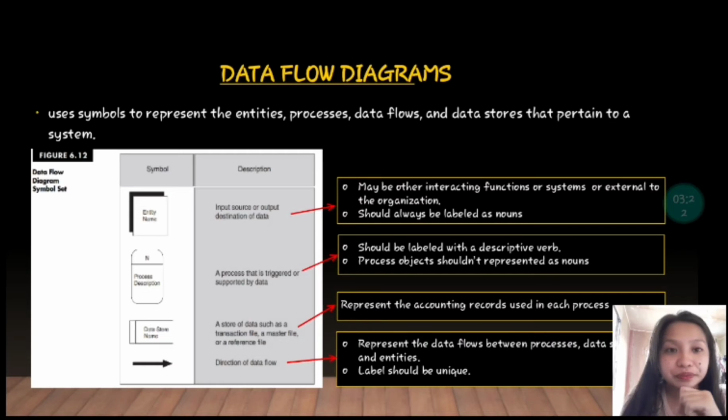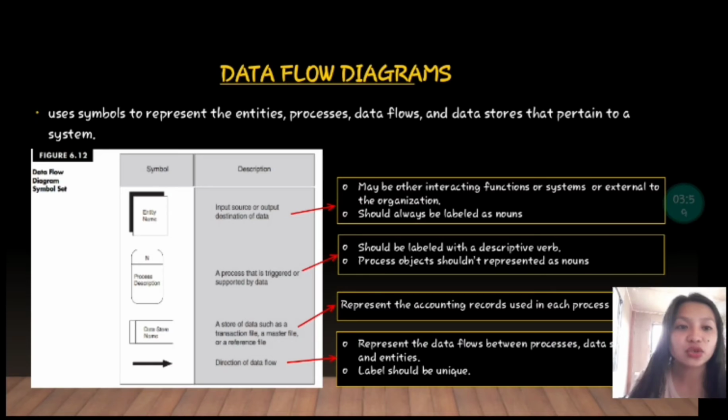Next would be the data store name or noun. It is the store of data such as the master file, the transaction file, or the reference file. This data store name represents the accounting records in each process. Lastly, the symbol is the labeled arrow. This shows the direction of the data flow. It represents the data flows between the processes, the entities, and the data store name.